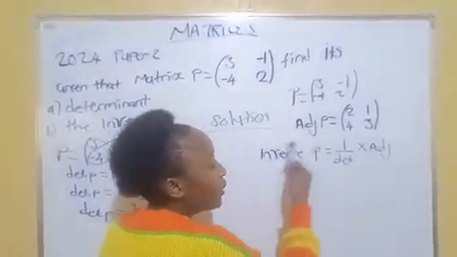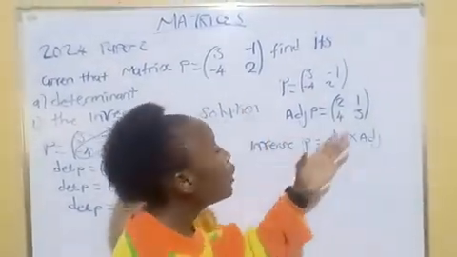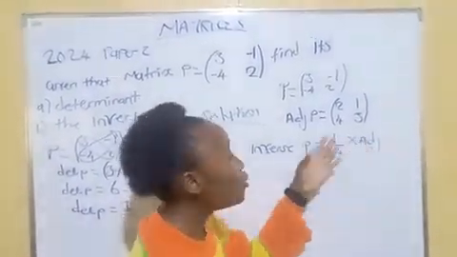When you have your equation there, it will lead you, even if you've never learned matrices before, you'll be able to know what you're going to do. You already have the determinant and the adjoint, so you will know how to calculate it.